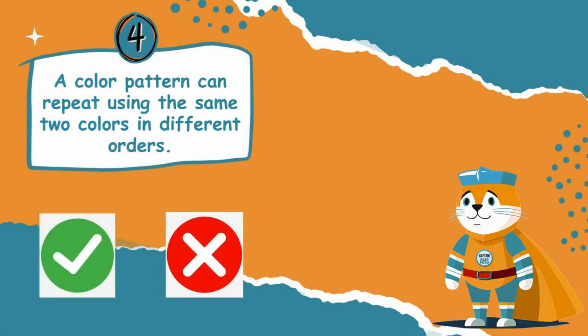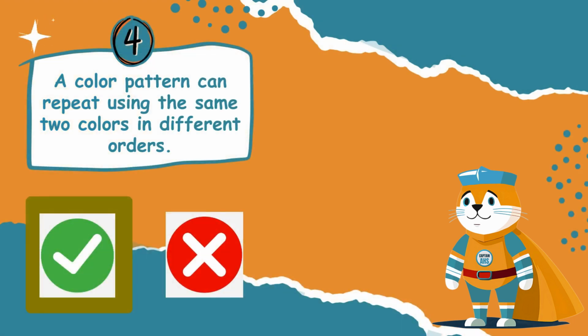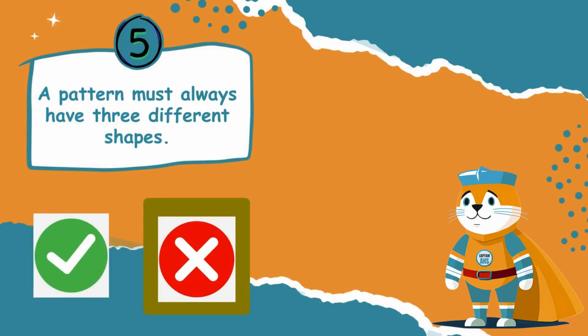A color pattern can repeat using the same two colors in different orders. Is this statement true or false? Think about how patterns can change but still repeat. Perfect. This statement is true. A pattern must always have 3 different shapes. Is this statement true or false? This statement is false. Patterns can be made using just 2 shapes.